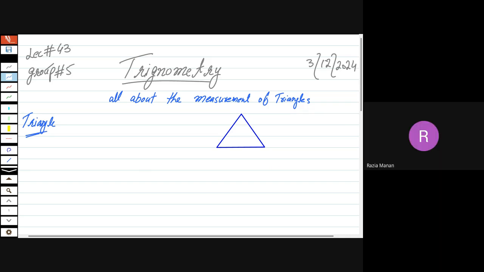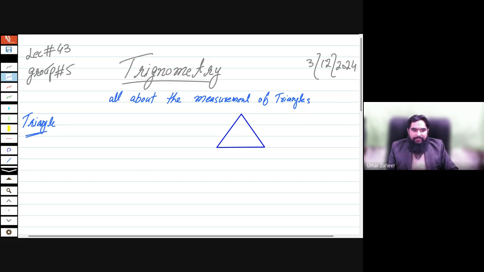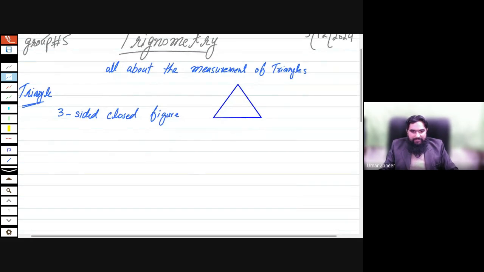It has three sides. A triangle has three sides. Okay. In simple words, the triangle is a three-sided closed figure. That is known as a triangle. Okay.